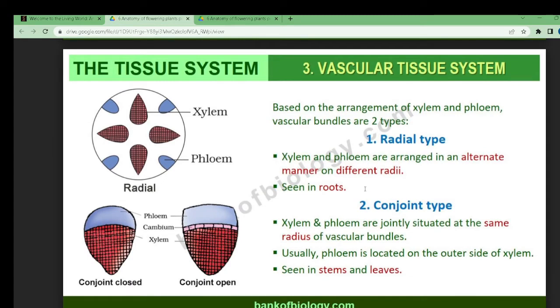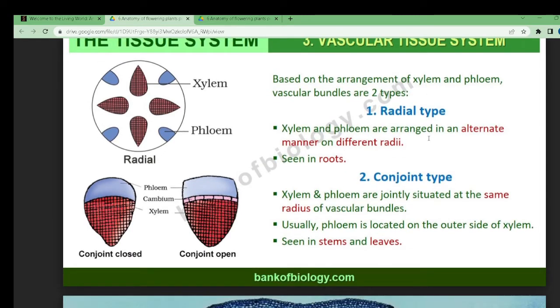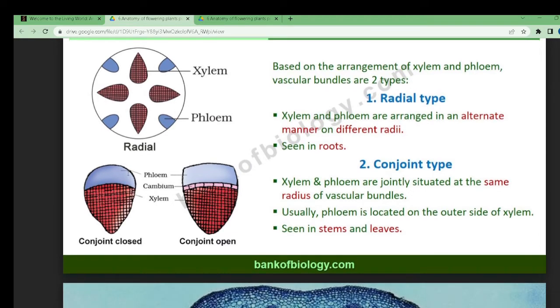Now for the vascular tissue system, based on the arrangement of xylem and phloem, there are two types. One is radial. If it is radial, it helps in the transportation of water and food in a radial manner, meaning a symmetrical manner. Xylem and phloem are arranged in an alternate manner on different radii. You can see this is the radial one. Xylem and phloem are arranged in an alternate manner. If the arrangement is like this, then it's radial. If the arrangement is not like this, then it's conjoint. Conjoint can be open or closed. If it contains a cambium, then it's open.